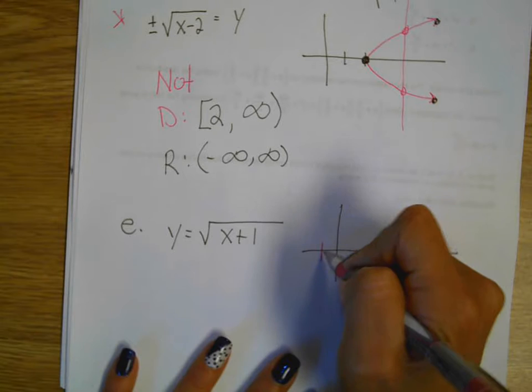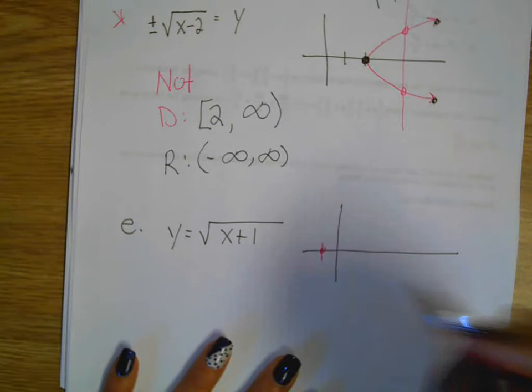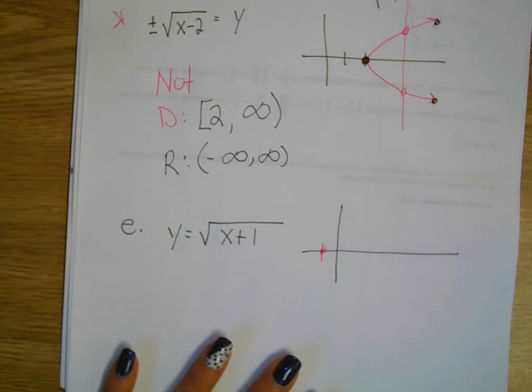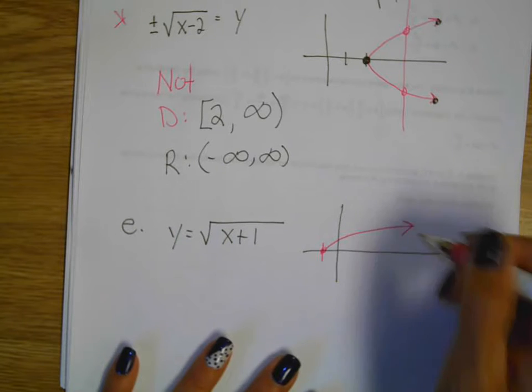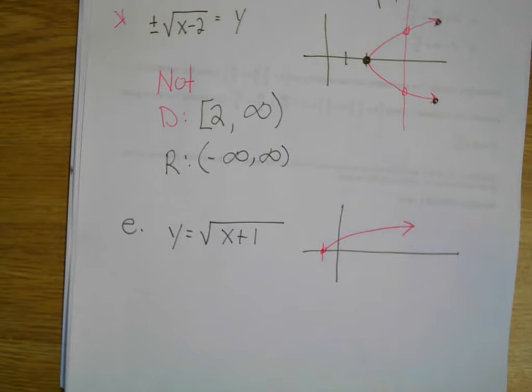If you don't have a graphing calculator, there's tons of them online to make graphs. You got phones, so no excuses. You don't need the actual calculator to graph a function. So it is a half a parabola.